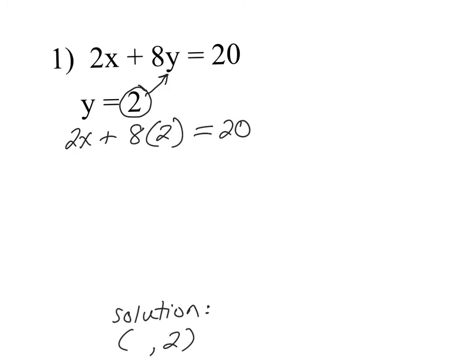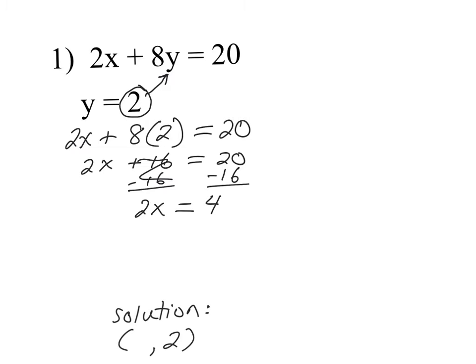Okay, so now I just have to multiply 8 times 2, which is 16. And then it's just an equation like any other equation that we have solved for 2 years now. We want to subtract 16 from both sides. Again, remember you're always trying to isolate the variable term first. And this zeroes out, and 20 minus 16 is 4. So I have 2x is equal to 4.